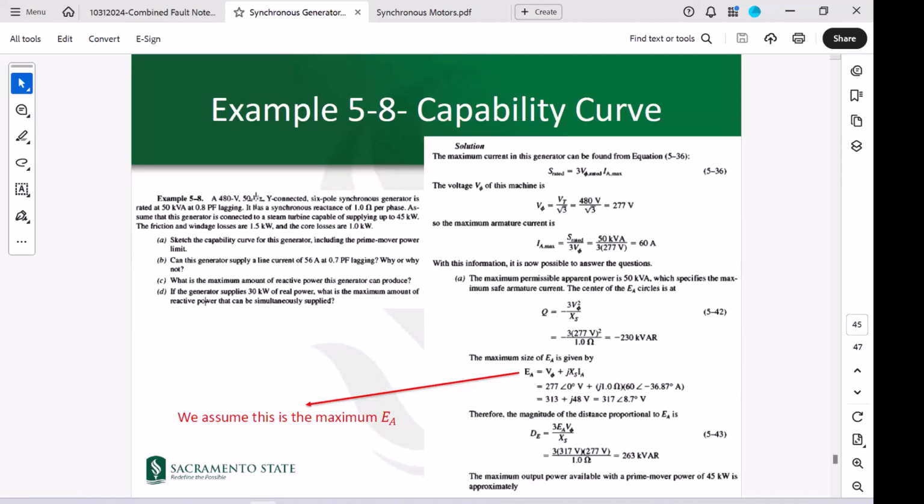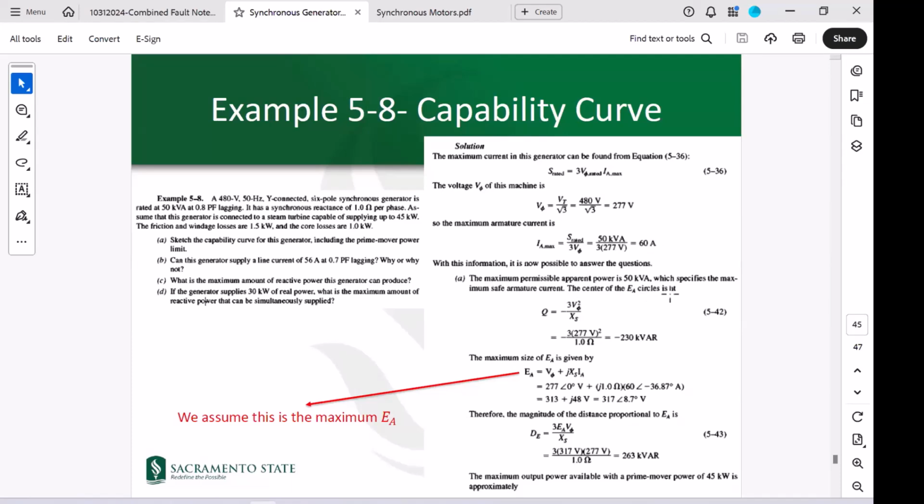What is S rated? S rated is 50 kVA. This is coming from the rating of the machine. So IA max would be 60 amps. Now, with this information, we're going to draw the capability curve. So the maximum permissible apparent power is 50 kVA, which specifies the maximum safe armature current.